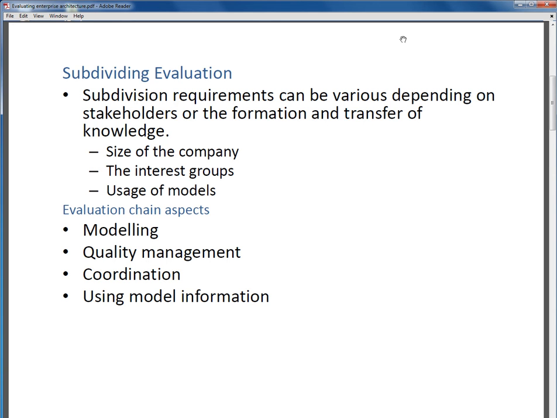Because the evaluation chain for the process of modeling is too large, it has been split into 4 aspects: modeling, quality, coordination, and using of model information. We will be discussing them throughout this video.